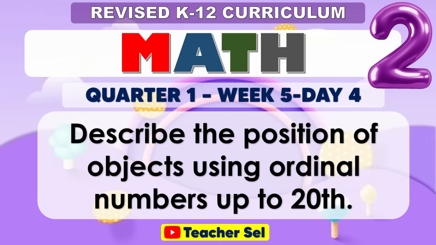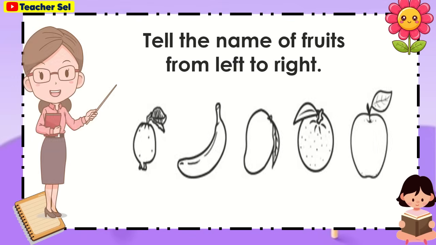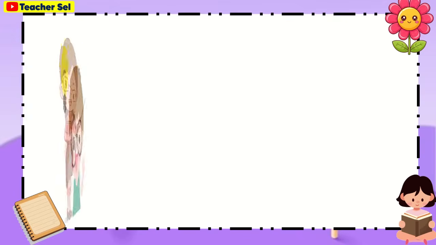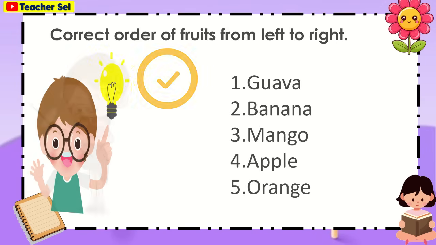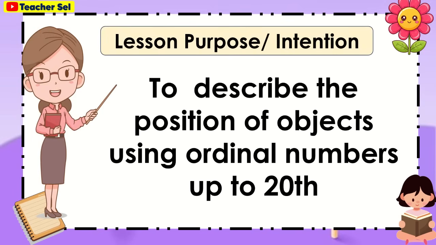For day 4, describing the position of objects using ordinal numbers up to 20th. Tell the name of fruits from left to right. Here is the correct order of fruits from left to right. We have guava, banana, mango, apple, and orange. Our lesson purpose is to describe the position of objects using ordinal numbers up to 20th.